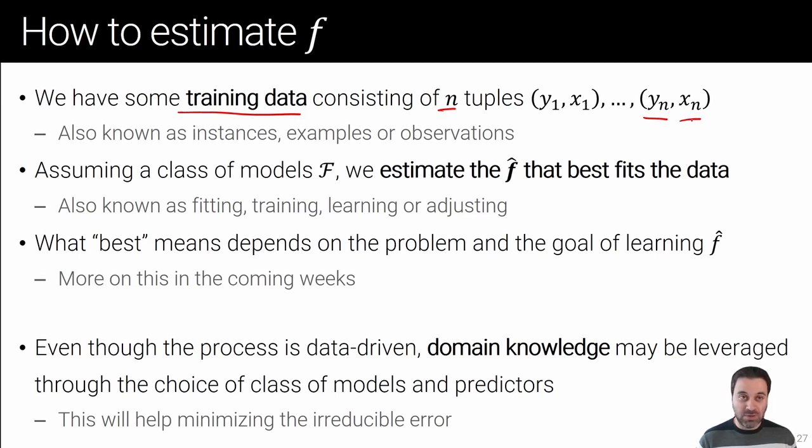So n observations. By the way, these are also called instances or examples. So essentially the rows in our table. We have the table, n observations, we have the y, and then x1 all the way to xp. So assuming a certain class of models, again, capital F, we estimate the f hat that fits the data in the best possible way. This process of fitting to the data is also known as training, learning, or adjusting the model to the data. And then what best means, well, depends on what we're building the model for, what our problem is, what kind of models it is.